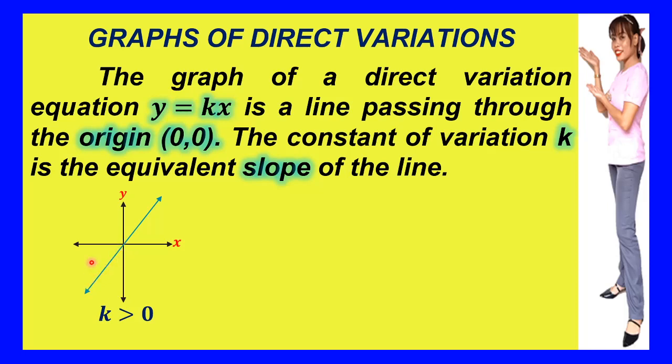As you noticed, from left to right, the line rises, which indicates the slope of this line is positive, which is equivalent to our constant of variation k being greater than 0. Look at the second one. This is also a linear graph passing through the origin, 0, 0. From left to right, it goes down. So this means the slope of this line is negative, or our constant of variation is less than 0.